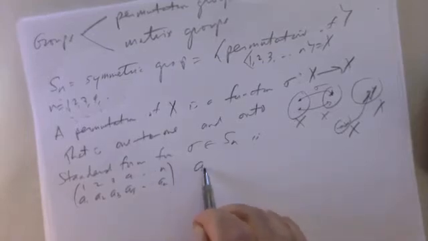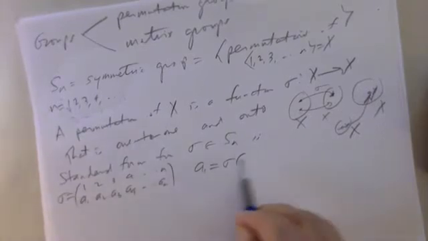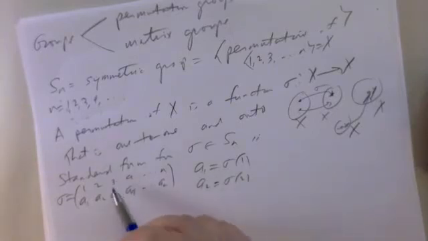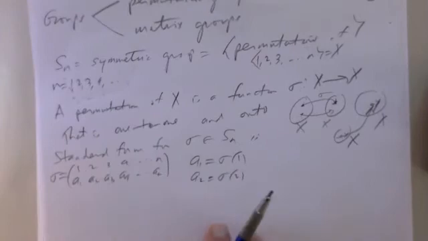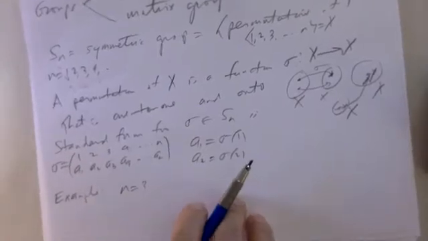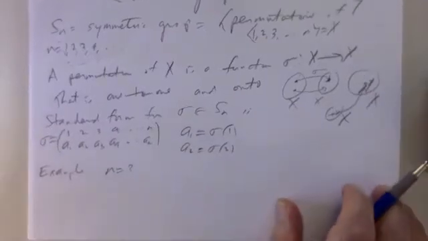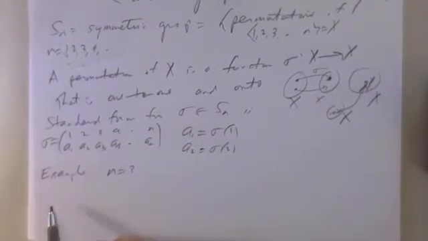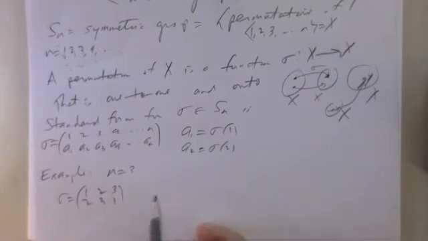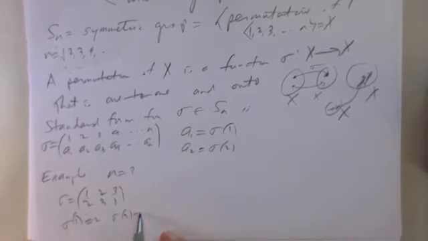So A1 is sigma of 1. A2 is sigma of 2, and so forth. This just tells you where each of these numbers is mapped to by the function. So for example, if n is equal to 3, we're looking at permutations of 1, 2, and 3. Suppose sigma is the permutation 2, 3, 1. So this says sigma of 1 equals 2, sigma of 2 equals 3, sigma of 3 equals 1.